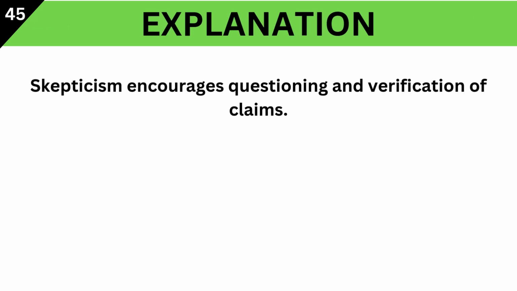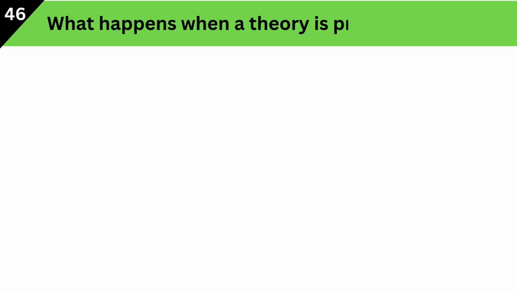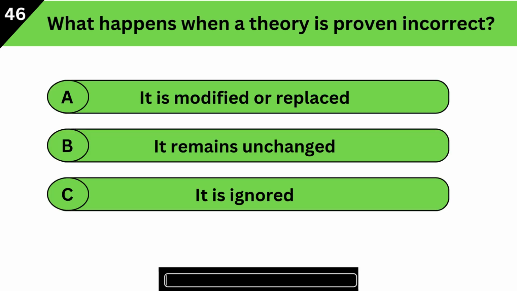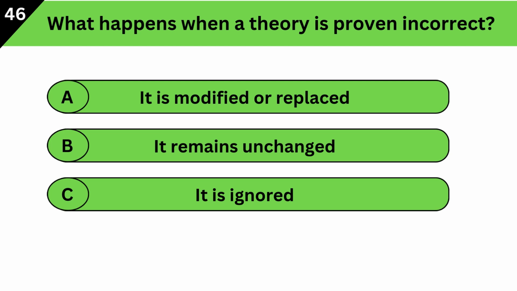Explanation. Skepticism encourages questioning and verification of claims. What happens when a theory is proven incorrect? Option A. It is modified or replaced. Option B. It remains unchanged. Option C. It is ignored.